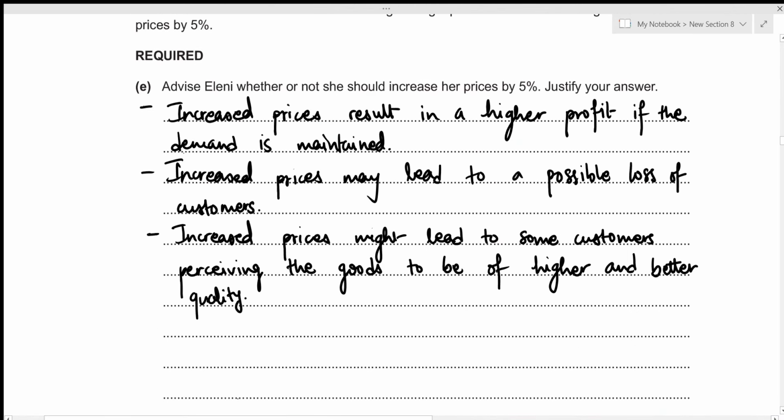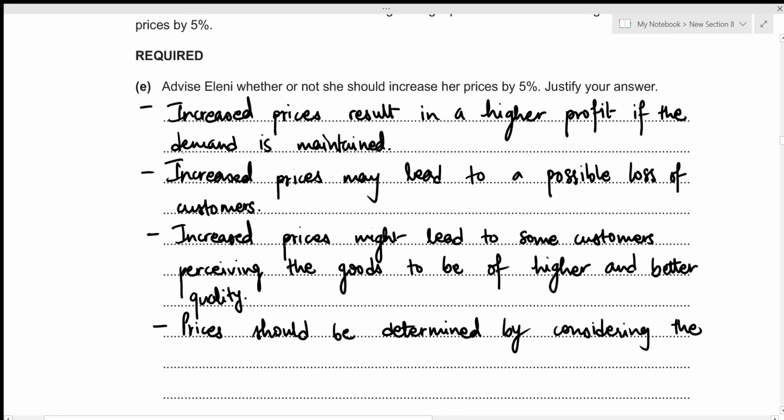Okay, and lastly, prices should be determined by considering the competitors' prices as well, because we cannot be unreasonably high with our prices as compared to other competitors. If we do so, then there is definitely a loss of customers. Let's write it down as well. Prices should be determined by considering the competitors' prices.